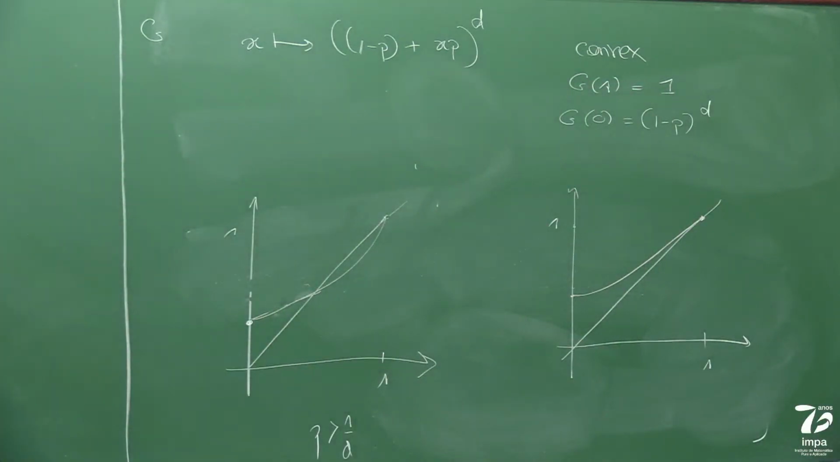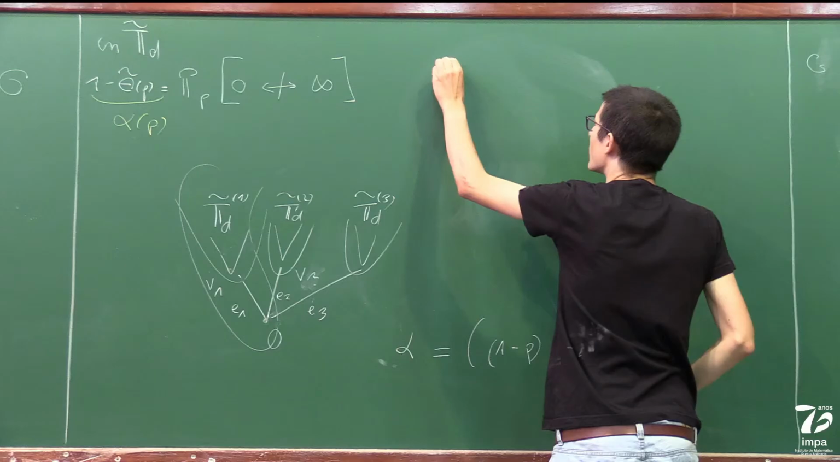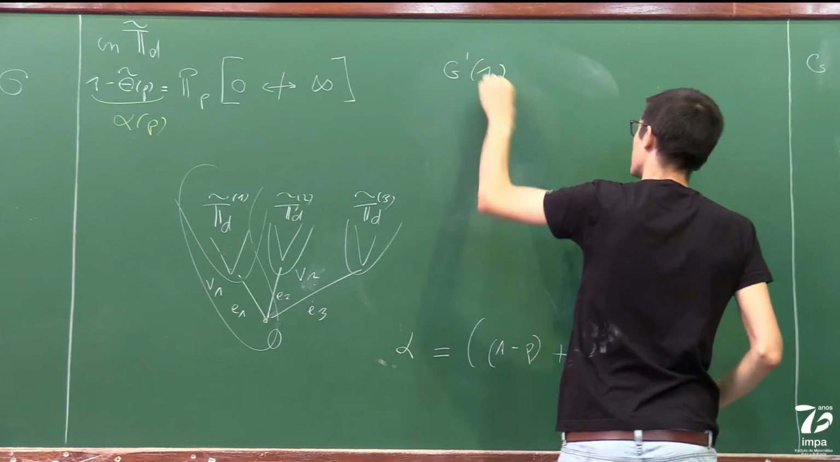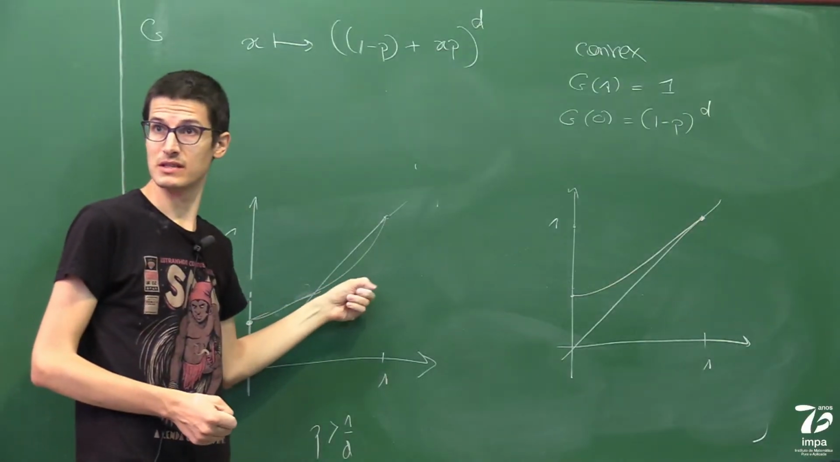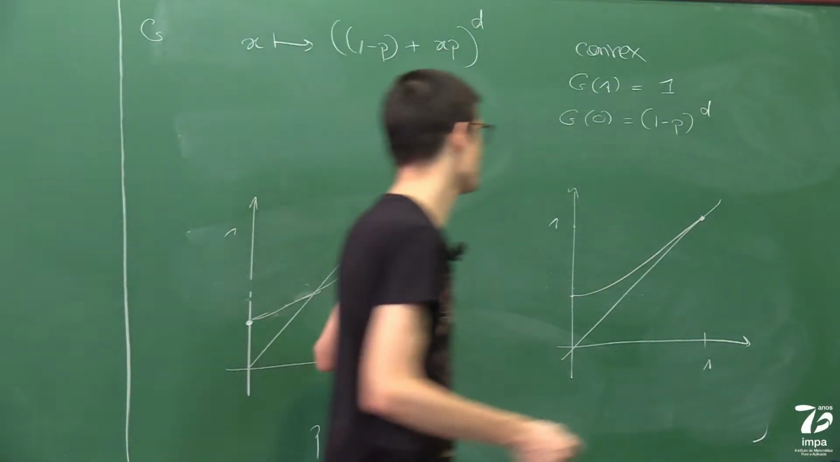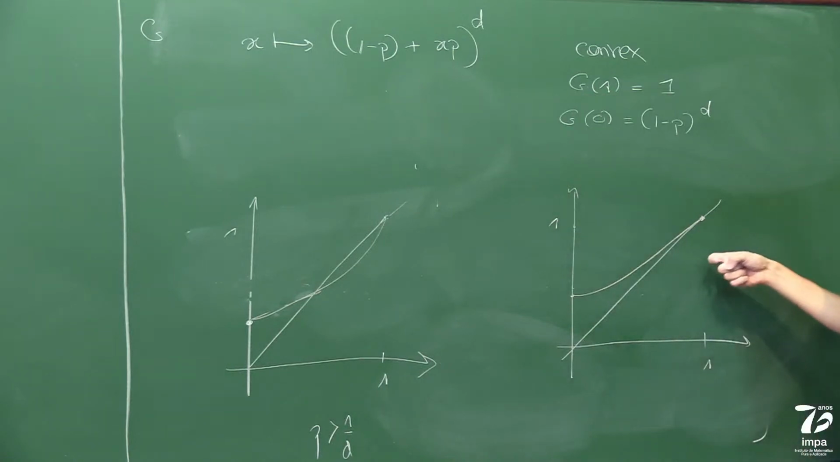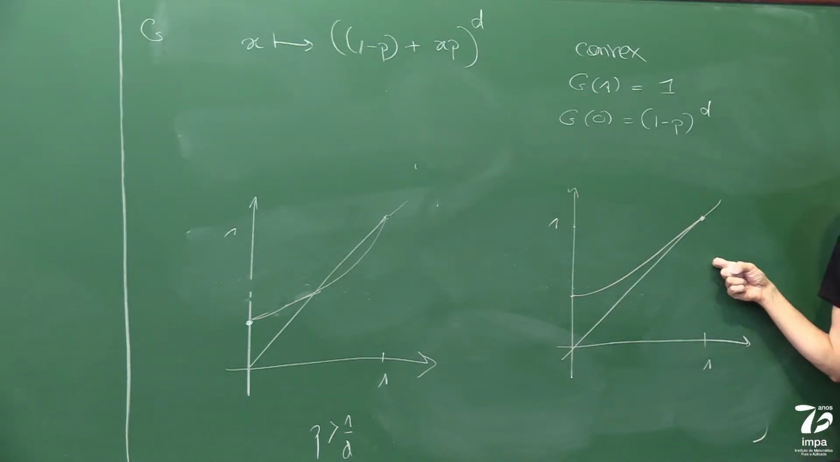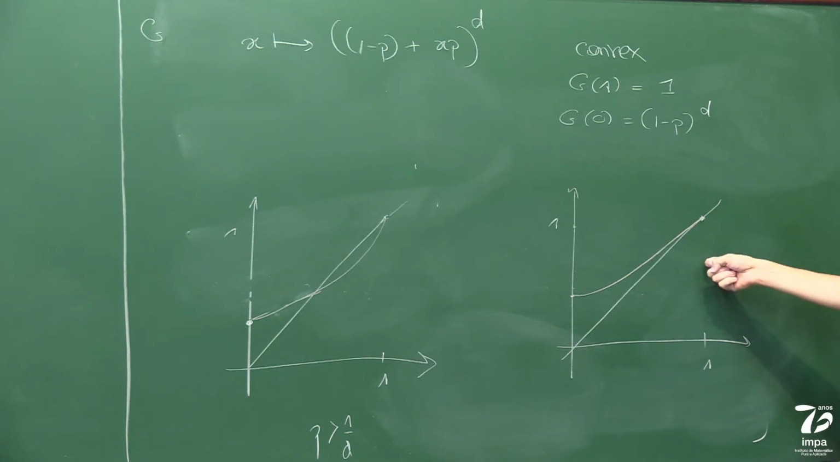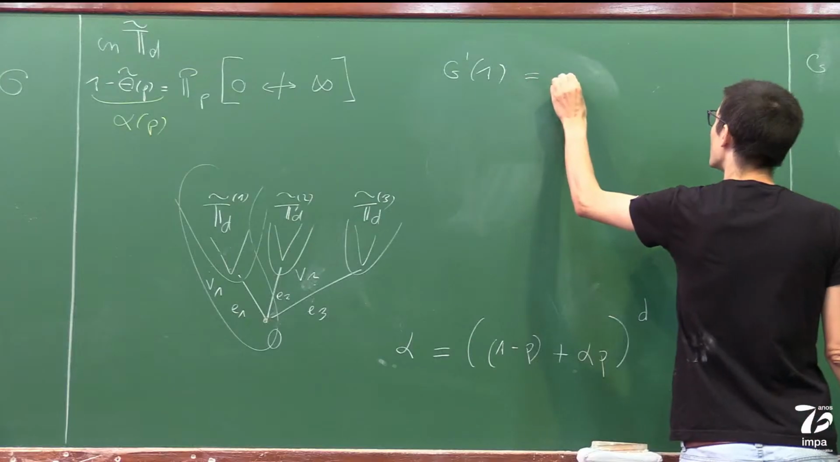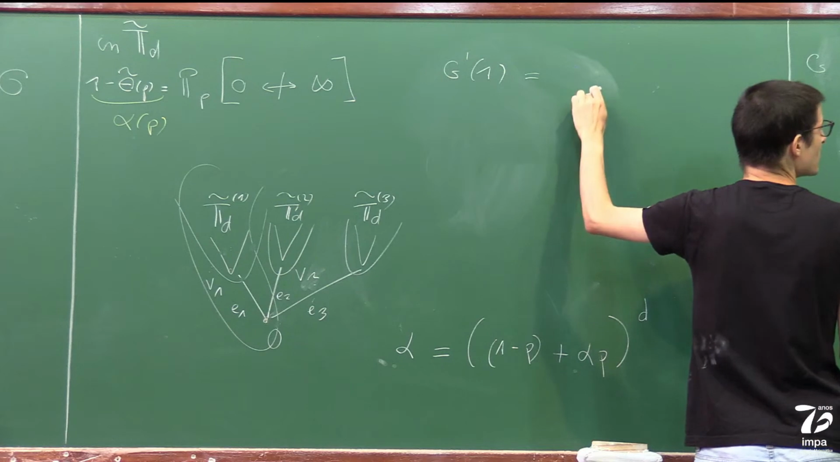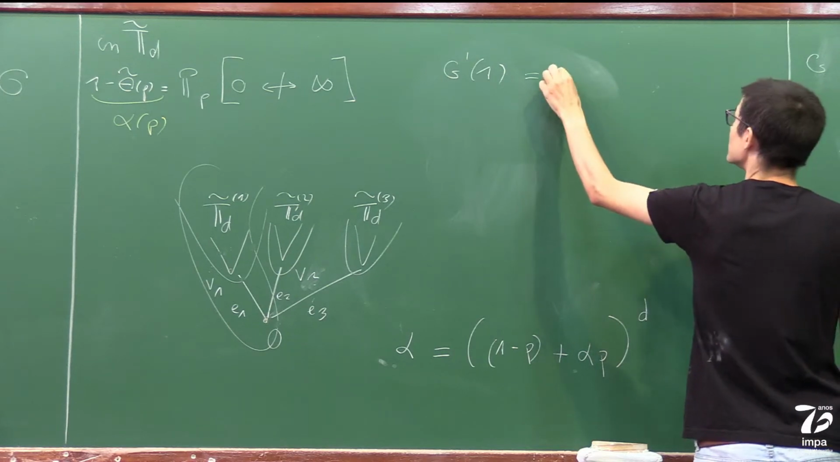So what you can do instead is compute the value of G prime of 1. If G prime of 1 is larger than 1, then I have to be in this situation. And if G prime of 1 is smaller than 1, I have to be in this situation. Now, G prime of 1, what is it? It's equal to DP.